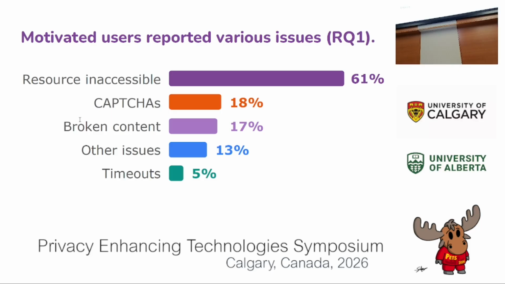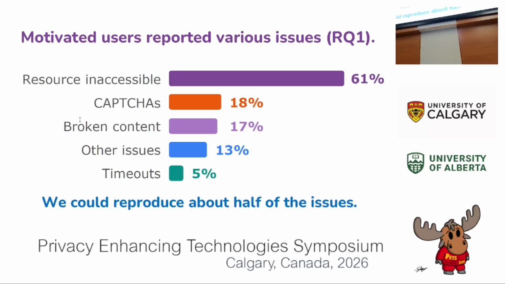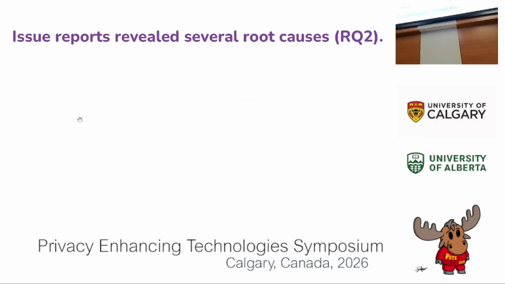You'll notice this adds up to more than 100%, and that is because frequently it was either impossible for the end user to determine what the issue was, or there were multiple issues occurring at the same time. Now, importantly, we were able to reproduce half of these issues, which showed that the plugin was useful for generating data that could be reproduced and used towards improving the user experience.